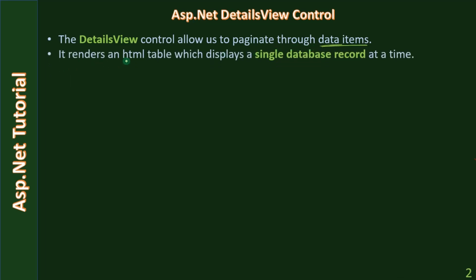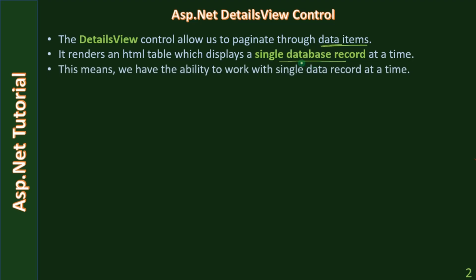So DetailsView renders an HTML table which displays a single database record. Unlike GridView, here we will be displaying only one record in a tabular format. That means we will paginate through the records one by one. So single database record means we have the ability to work with a single data record at a time.